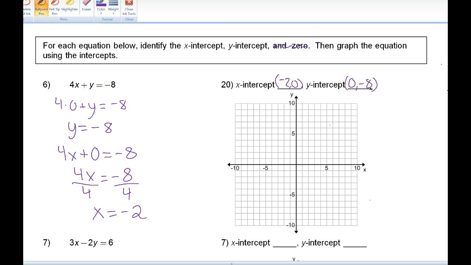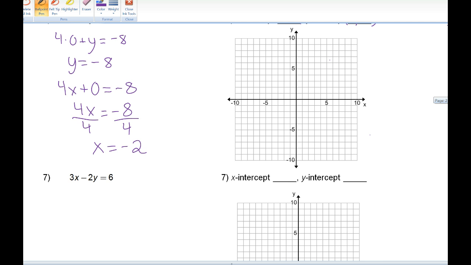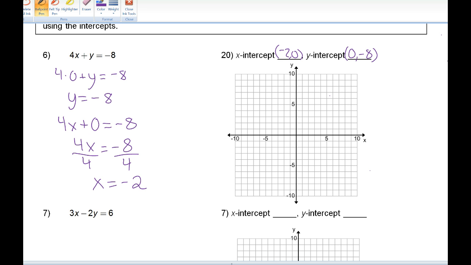Okay, now we want to put these 2 points on our graph. So go ahead on your graph. Does anybody need a ruler? Oh, that'd be great.